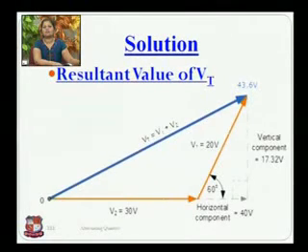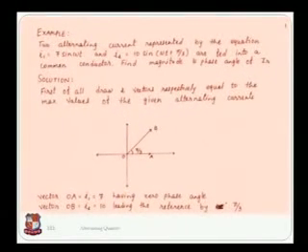This is the phasor diagram for the resultant voltage. As shown in the figure, this blue vector indicates the resultant voltage. This dotted line indicates the vertical component that we found, which is 17.32, and this horizontal line indicates the horizontal component, which is 40 volts. So this is the vector representation, and the magnitude of this resultant voltage is 43.6 volts. This is the vertical component, and this is the horizontal component of the resultant voltage. So using this equation you can find the resultant of any number of voltages or currents given to you.